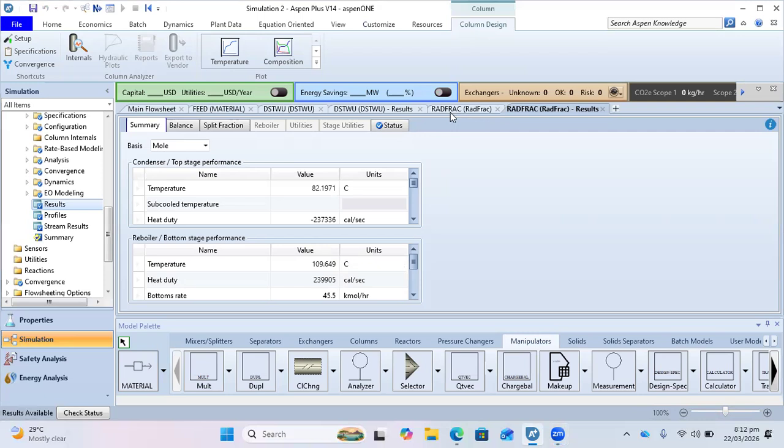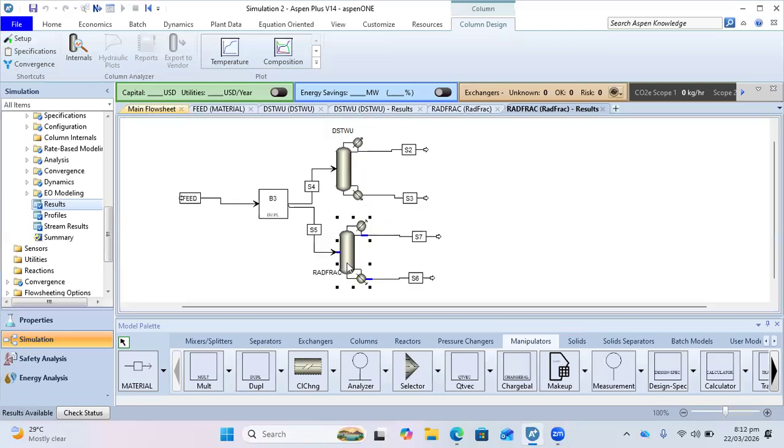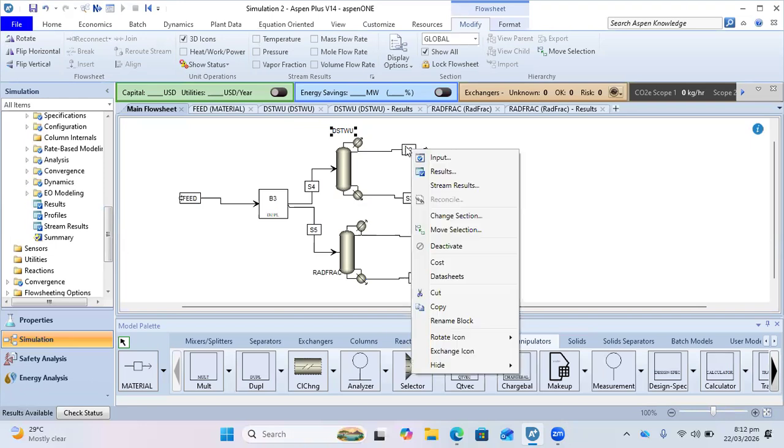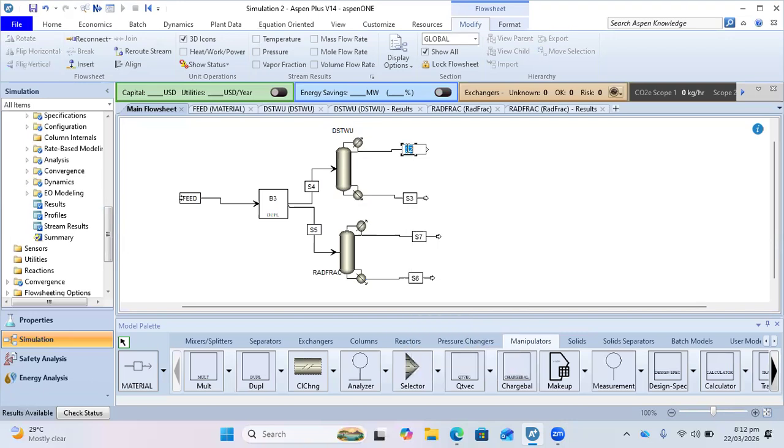So we can even, in fact, let's do that first. Let's compare the DSTWU stream results and then the RadFrac stream results, and let's see if there's a significant difference before we look at the blocks themselves, right? So they have the same feed. I think it's better if I label them so that we don't get confused. So I'll make this one T1. And I'll make this one B1. So T1 is the tops for the DSTWU. And then B1 is the bottoms for the DSTWU.